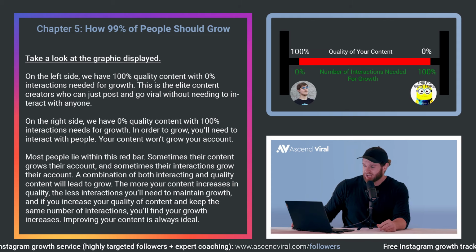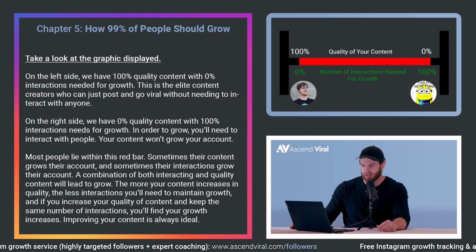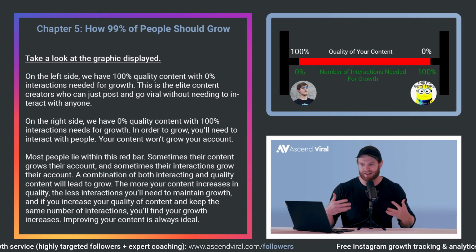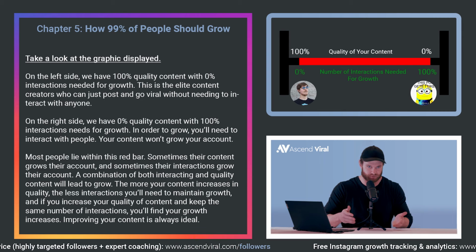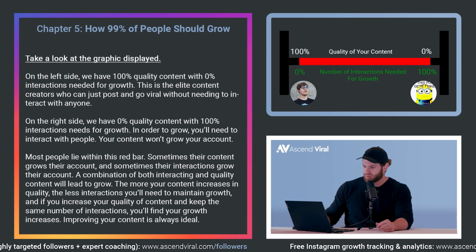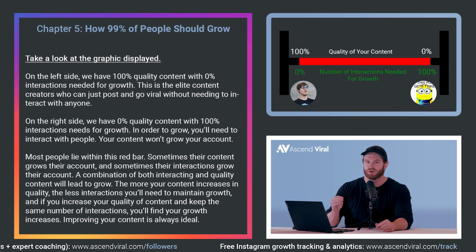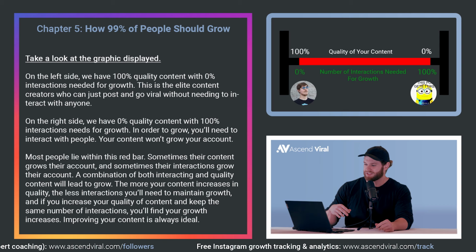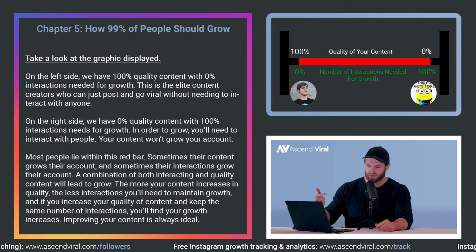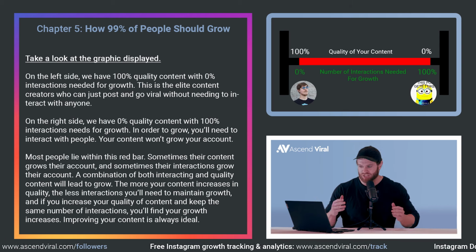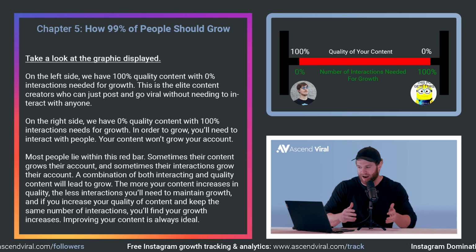So here's a pretty simple illustration I made that I hope more clearly explains a lot of the concepts that I've talked about so far. So on top here, we have the quality of content. On the left, we have 100% quality content. This is pure viral content. This is Bella Porch, Mr. Beast, Jordan Koladik. These people are at 100% viral content.